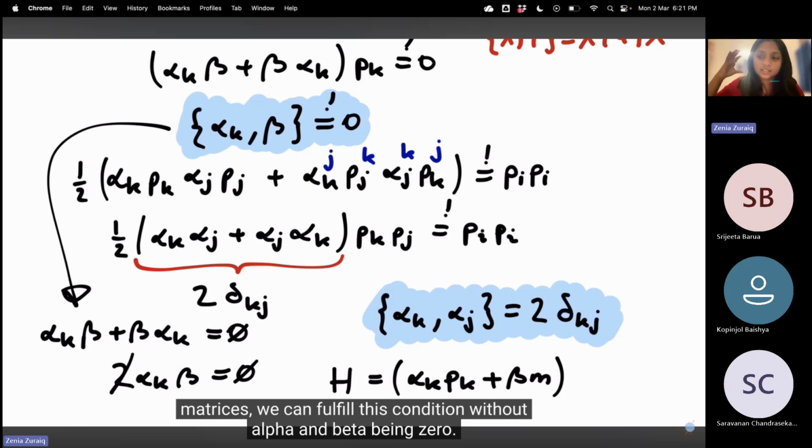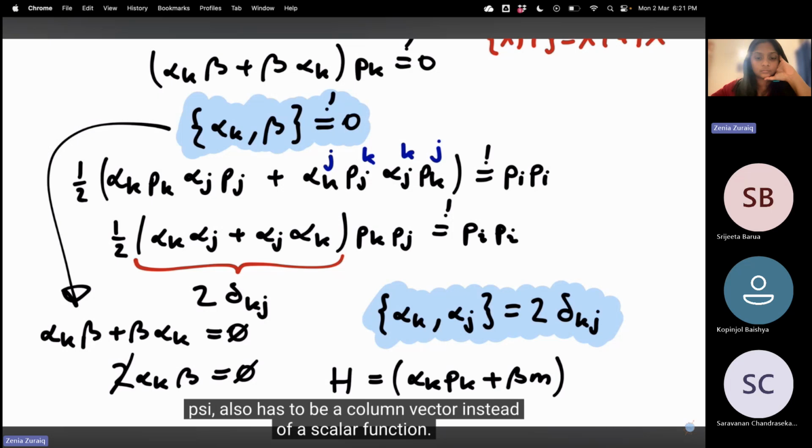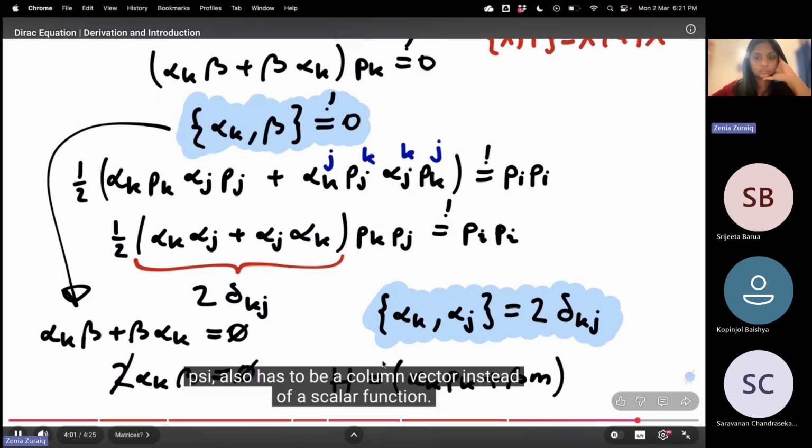So this theory, by construction, when we try to construct it and impose relativity in this way, we are automatically left with a higher dimensional case. Higher dimensional, I mean that we don't just deal with numbers, we are dealing with matrices. And that's why psi, as I mentioned before, becomes a column vector, where two of the entries correspond to a particle solution and the others correspond to an antiparticle solution. If alpha and beta are matrices, then the wave function psi they're acting on also has to be a column vector instead of a scalar function.